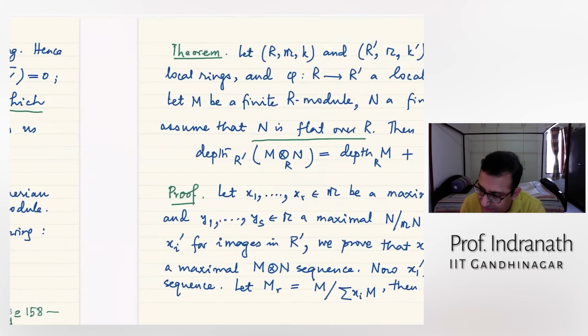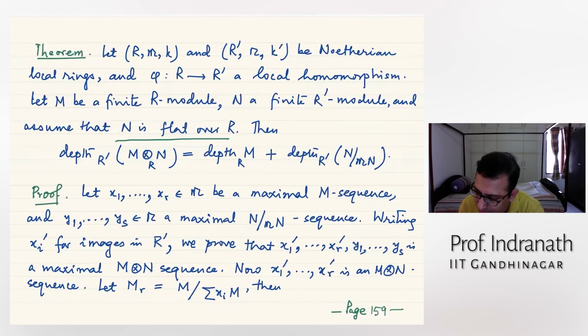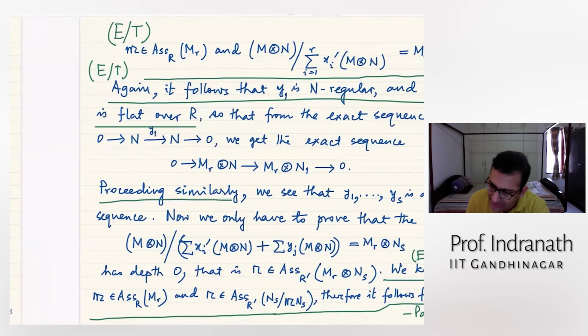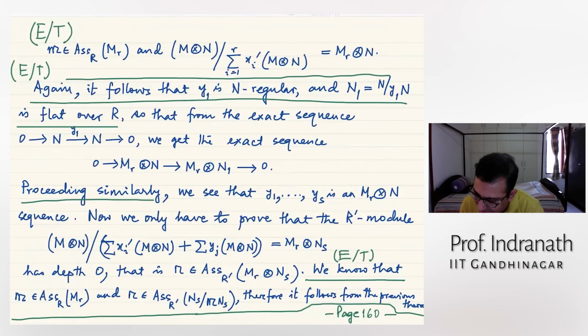This is a very important observation: if you have Noetherian local rings, local homomorphisms, finite modules, then you have this equality of the depth, in the sense that the depth of the tensor product is given by depth of M plus depth of this quotient module. Here also the idea was something similar: you choose maximal M sequences and put them side by side, and then you show that you get a maximal M tensor N sequence. The techniques were similar. I don't want to get into the detail once again. If you just go through, you will remember easily.